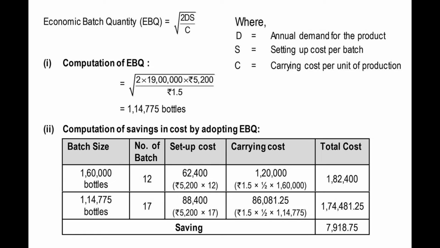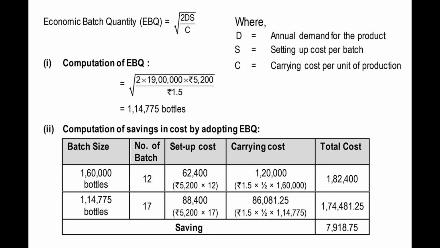So here, 1,60,000 is the batch size. That batch size should not be taken as it is. Average should be taken. So open the bracket, within the bracket, 1,60,000 divided by 2, into rupees 1.5.